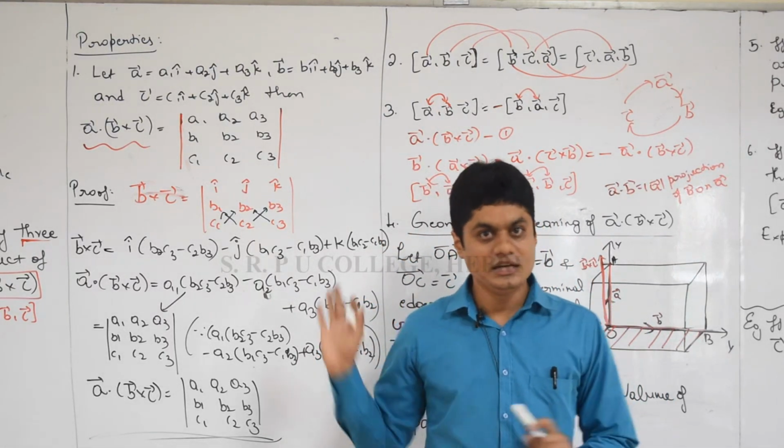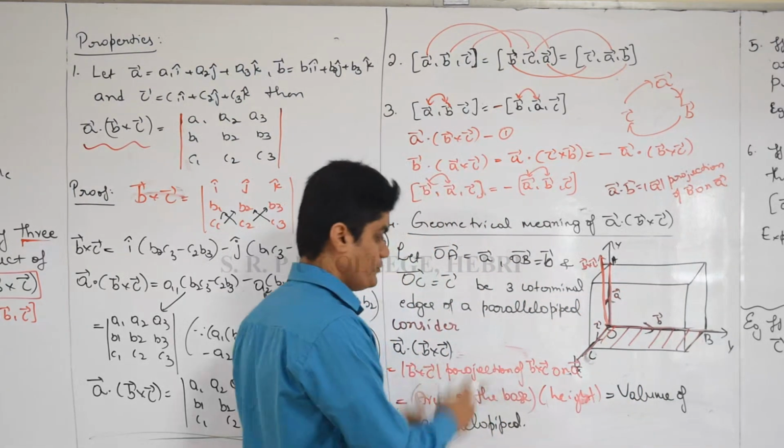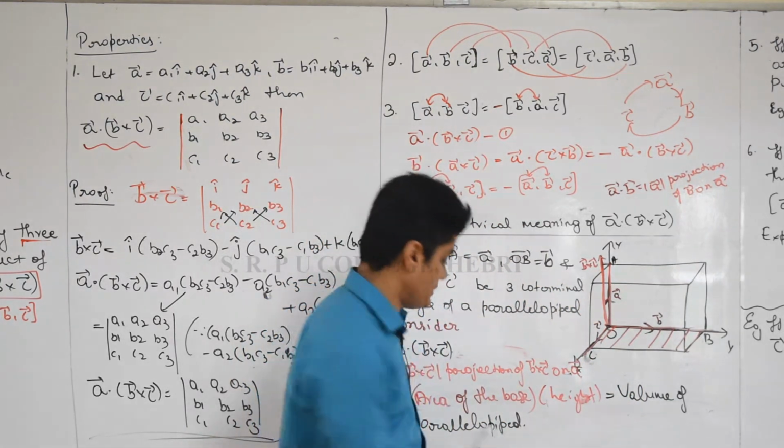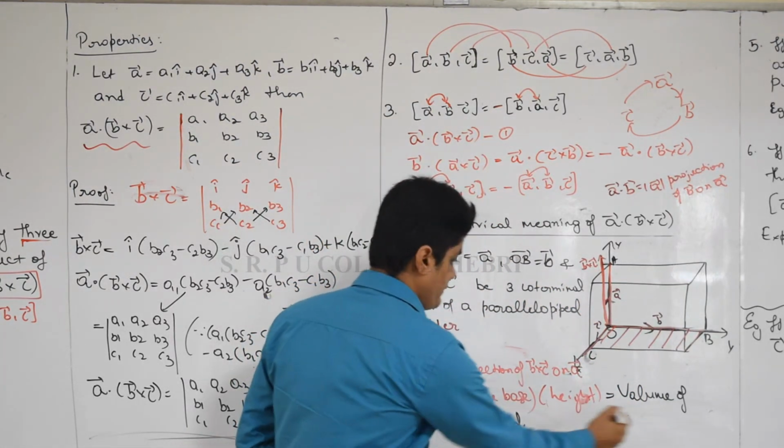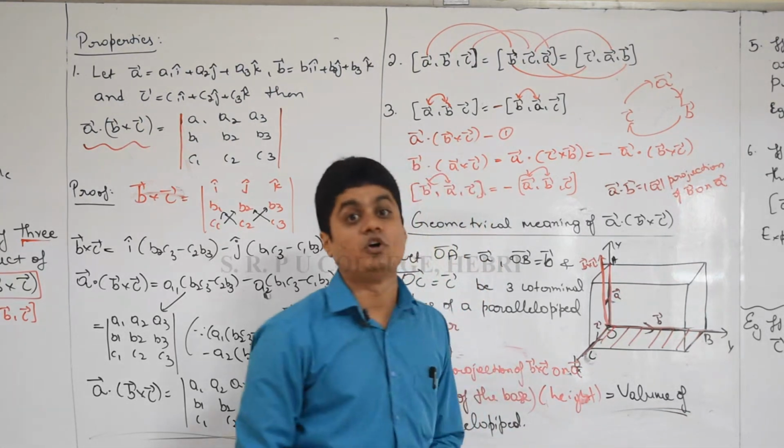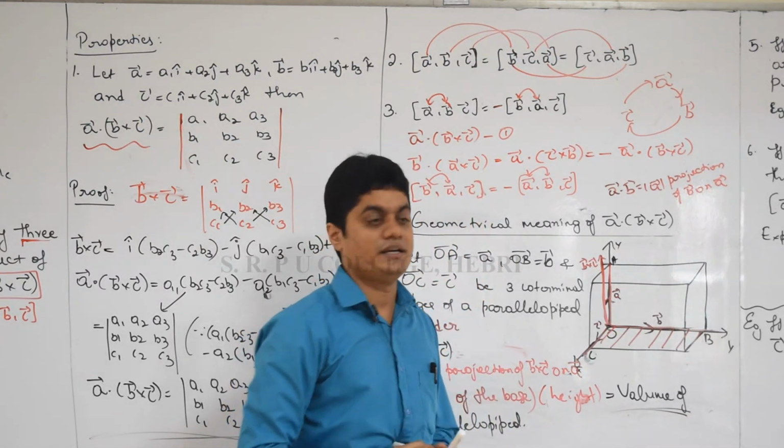Understood what I'm telling? So the proof is maybe not important, but the conclusion is important. No, it's very, very important. It represents volume. Very good.